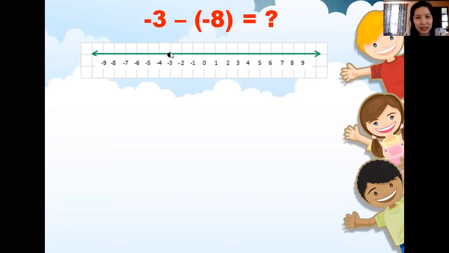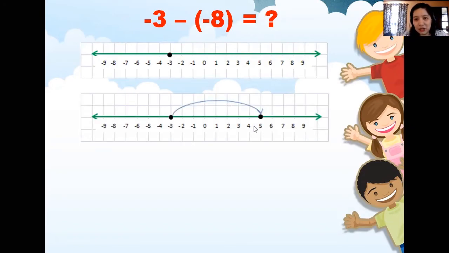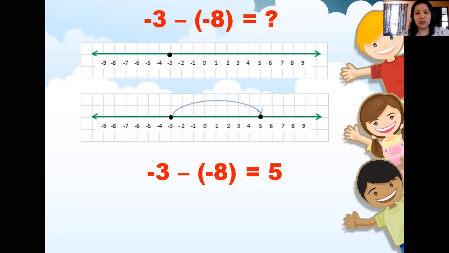They will be unlike sign. So recalling the rule in adding unlike sign integers, what do? We subtract and then get the sign of the bigger absolute value. So looking at this number line, from point negative 3, we will subtract. So you will move to the left. However, this is negative. So in opposite direction, move 8 units to the right. So it will stop at 5. Therefore, negative 3 minus negative 8 is equal to positive 5.